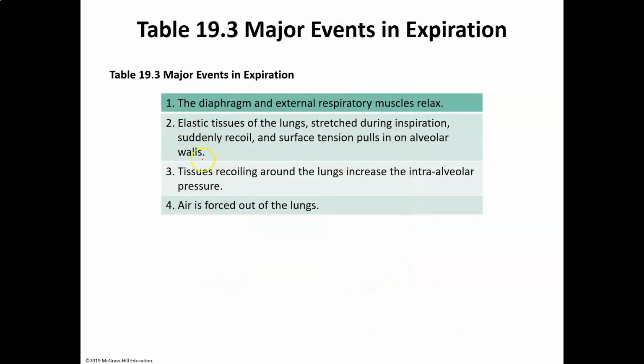Here are the events in expiration. Diaphragm and external respiratory muscles relax. They're not needed. Elastic tissues in the lungs stretch during inspiration. They recoil. Elastic recoil, we'll call that. Tissues recoiling around the lungs increase intra-alveolar pressure, so you're decreasing the volume and increasing the pressure. Air is forced out of the lungs.